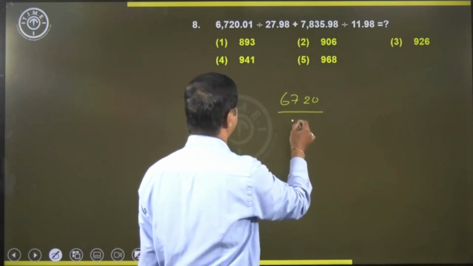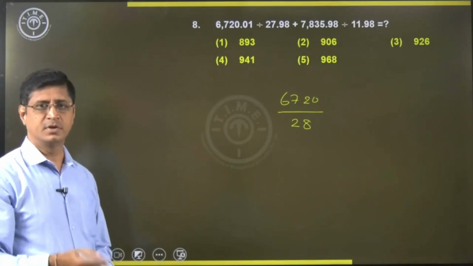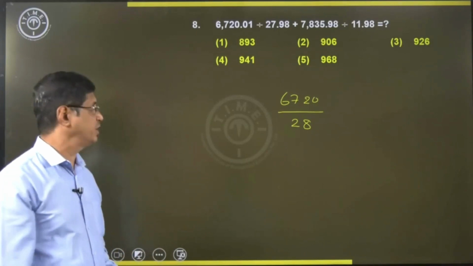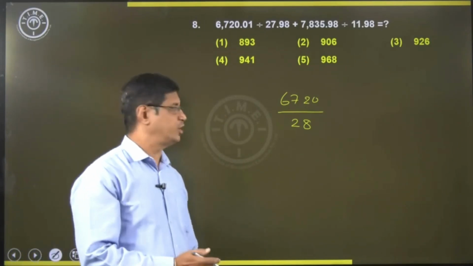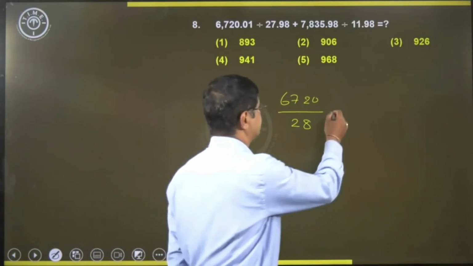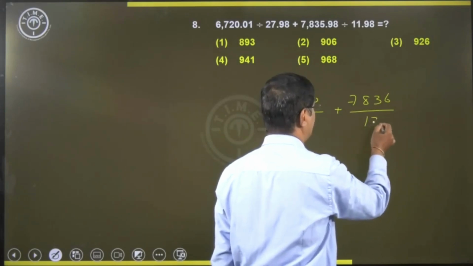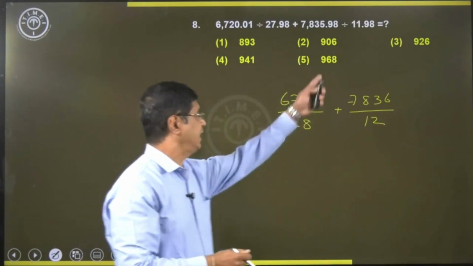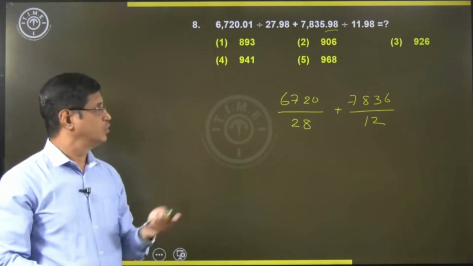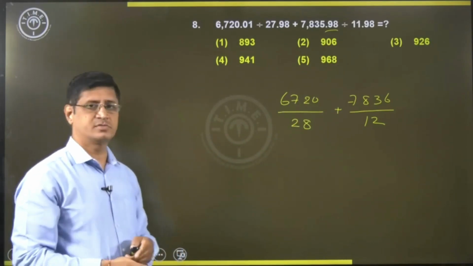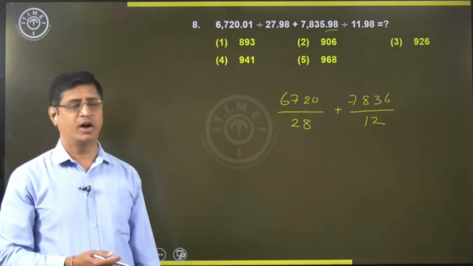6720.01 divided by 28. 0.01 is a negligible part, just ignore it. 27.98, consider it as 28, approximately 28. Plus 7836 divided by 12. 0.98 means here it is close to the next value, so I am taking it as 7836. That is approximately. And similarly 11.98 is approximately 12.